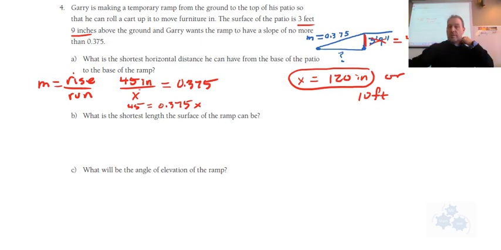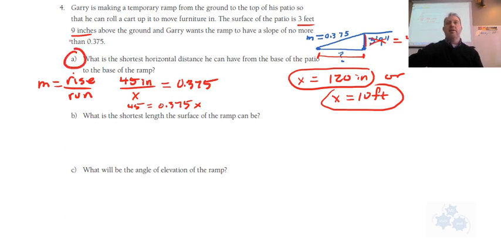Okay, so this is what you should have come up with. X is 120 inches, or x is 10 feet if you want to convert that to feet. So you'd have to put this ramp at least 10 feet or 120 inches out from the patio. That's part A. Do you understand A now? Any questions about A? Do we need units on our answers? Oh yeah, we sure do. There are 2 possible answers here, probably more, but these are the 2 you might come up with, and if you get either one, it'd be great.